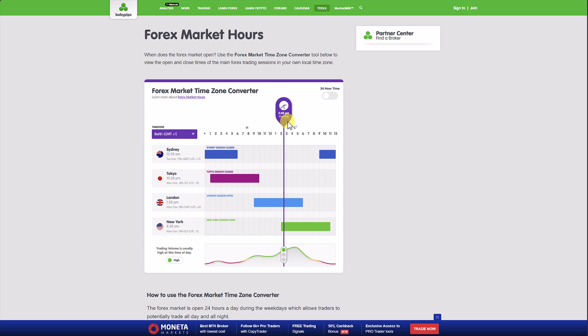So currently you can see it's Monday, 2:30 p.m. here in European Berlin time. And you can see that currently the London market is open and the New York market is just opening.